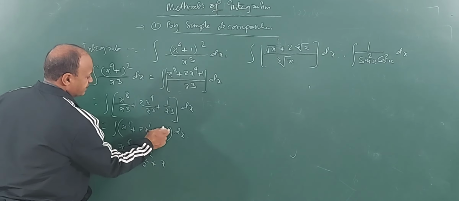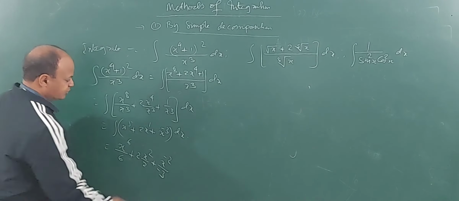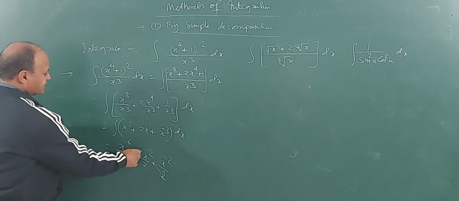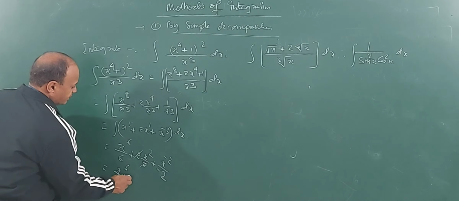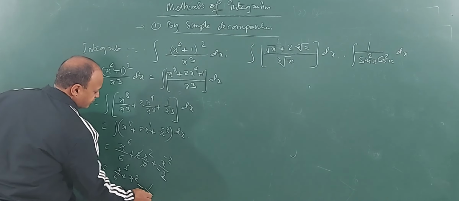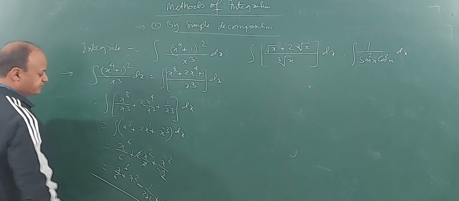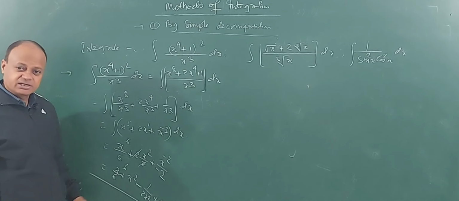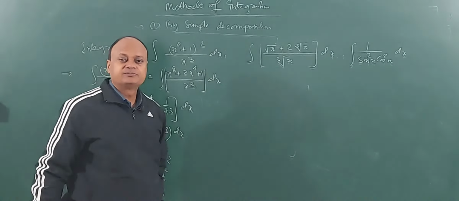x to the power minus 3 plus 1, that is minus 2, divided by minus 3 plus 1, that is minus 2. Yes. So what do you get here? These two cancel out. So I get x to the power 6 by 6 plus x square minus 1 by 2x square, and don't forget to write c. Is it clear? Clear how it is done? Okay. Now let's go for the next sum.